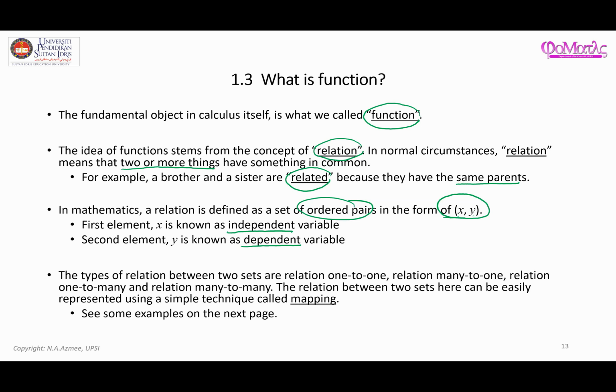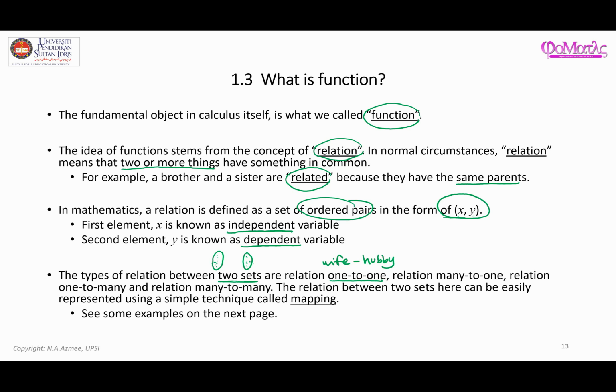Now, the types of relation between two sets. You can imagine having two different sets here, with elements in this set and elements in the second set. These two sets can have different types of relation. For example, it can have a one-to-one relation. As an example, in a simple scenario, one-to-one relation will be wife and husband.